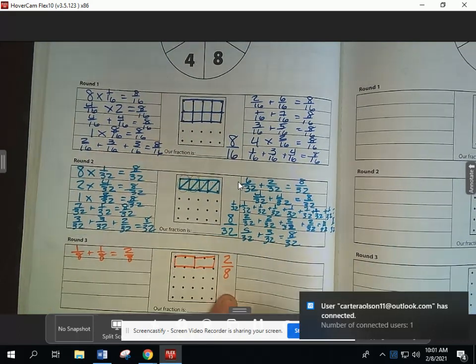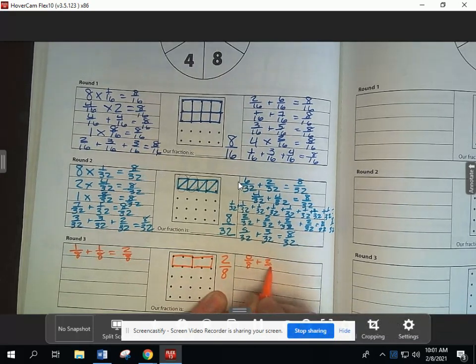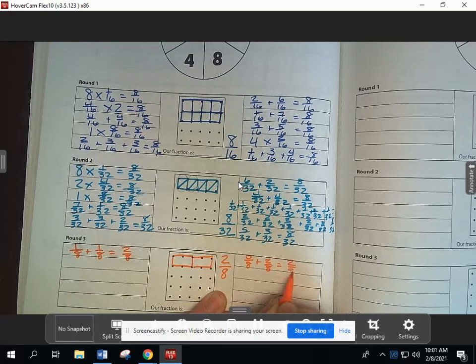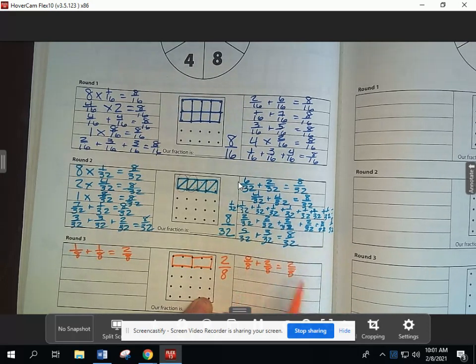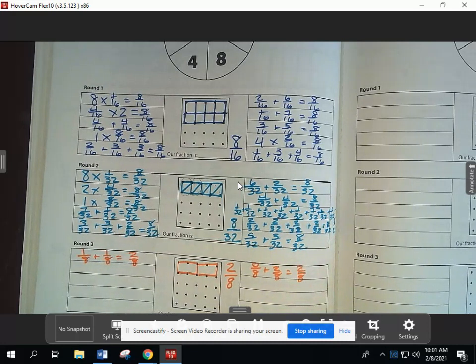Jacob. 0/8 plus 2/8. On top it's like 1 plus 1/8. Because now we see that 0 plus 2 equals 2, and we're talking about eighths. Okay, now are we finished? Phoenix.